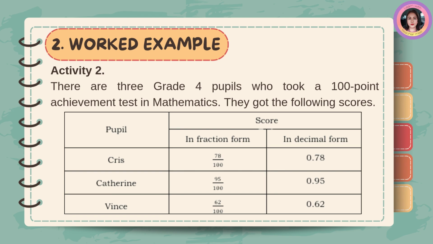Let's have an activity. Activity 2. There are 3 grade 4 pupils who took a 100-point achievement test in mathematics. They got the following scores. Pupil Chris, score in fraction form 78 hundredths, in decimal form 0.78. Catherine, score in fraction form 95 hundredths, in decimal form 0.95. Vince, score in fraction form 62 hundredths, in decimal form 0.62.